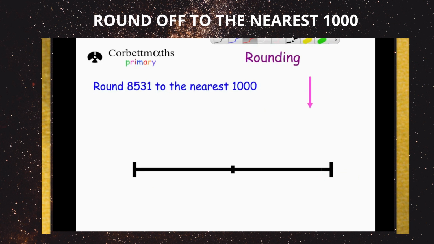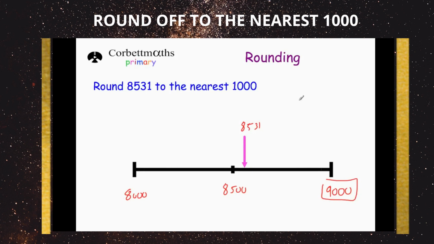Okay, the next question asks us to round 8,531 to the nearest thousand. So again, the multiples of 1,000 close to 8,531 would be 8,000 and 9,000. And midway between those would be 8,500. So if we were asked to put this number on the number line, 8,531, well, it's going to be here because it's slightly bigger than 8,500. So that means that 8,531 is closer to 9,000 than it is to 8,000. So our answer would be 9,000.